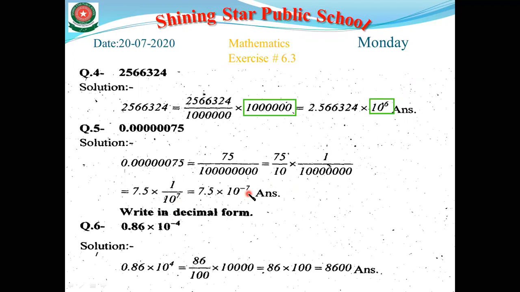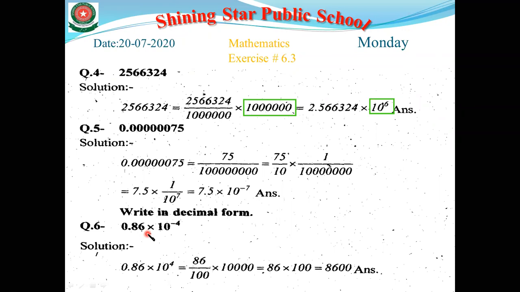Now question number 6. Now these questions are given in scientific form, and we have to convert them into decimal form. This question is the opposite of questions number 1 to 5. In questions 1 to 5 we had the question in decimal form and we had to convert it into scientific notation. But in question number 6 we have the scientific notation and we have to convert it into ordinary or decimal form.